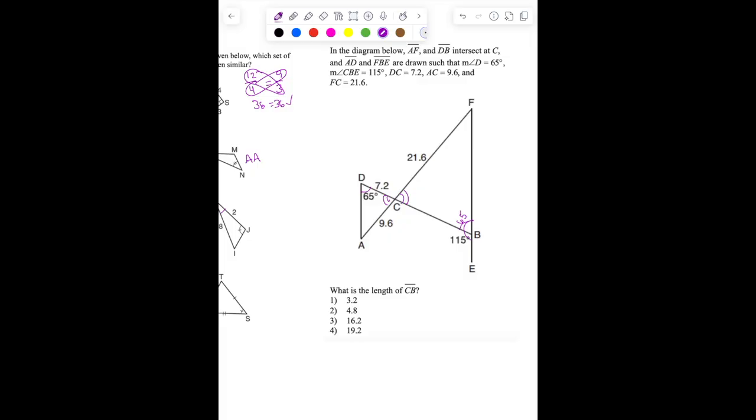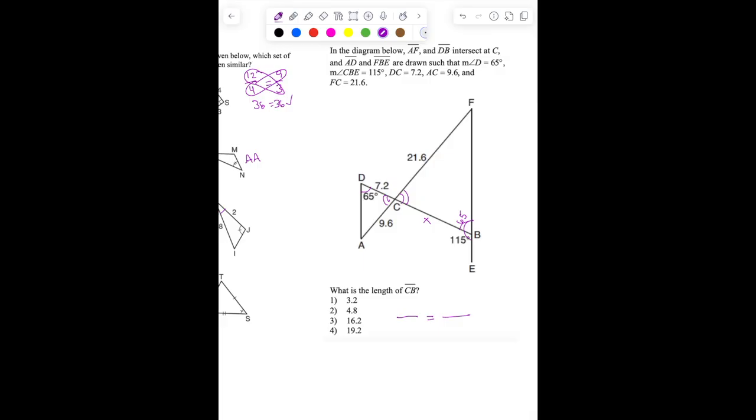So we do have AA, so the triangles are similar. So we can make a proportion in order to solve for a missing side. We're looking for the length of CB, so I'm going to put an X on that. We're just going to be careful because they don't give us the names of the triangles here. We're going to be careful that we put the corresponding sides together.